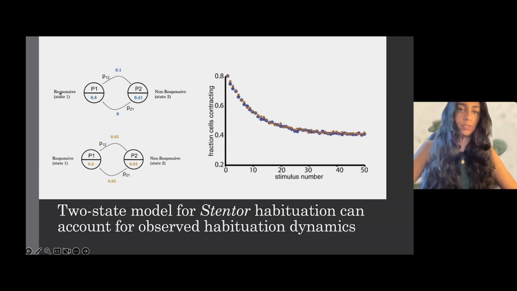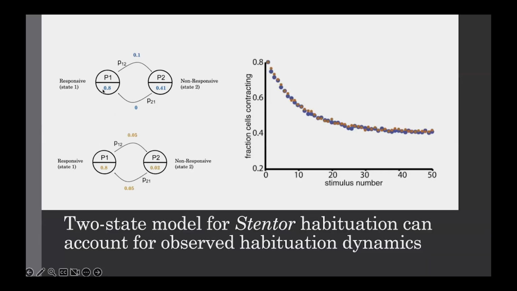So we wanted to simulate if this model was actually sufficient to produce something like the graded response I saw in the experimental data. So what this represents is two different parameters. For P1, the probability of response is 80%, and for P2, the probability of response is 41%. And when we model this for each individual cell, we found that for different parameters, so this would be a different cell here, we can actually recapitulate this gradual decline. So even though there's a discrete switch for each single cell, when we model it with a collection of cells, there's a gradual decline in the contraction probability.